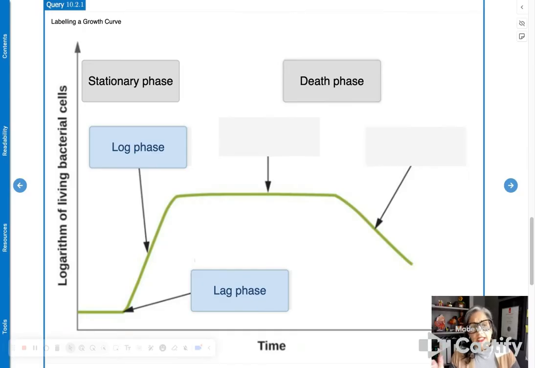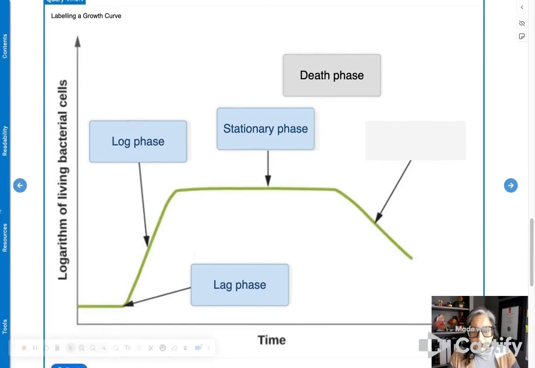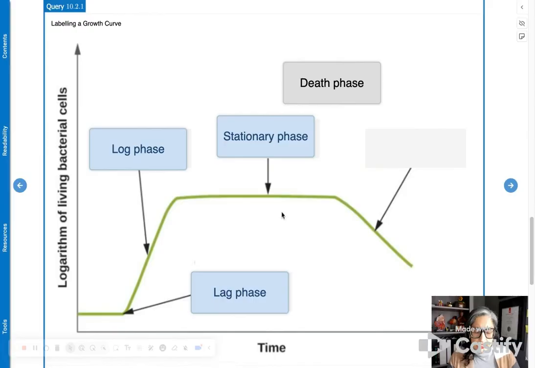Now, eventually they're going to get to a point where they kind of plateau, which is the stationary phase. Okay, so the nutrients are going to be used up. The toxic waste is starting to build up. The cell division or the binary fission is starting to slow down. Now there's an equal number of bacteria that are dividing but also dying. Okay, that's the plateau or the stationary phase. And the culture is going to be at its greatest population density at this point.